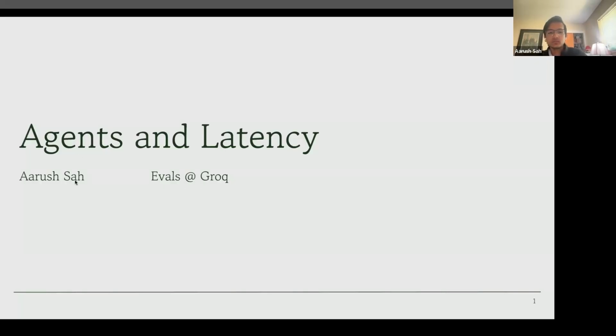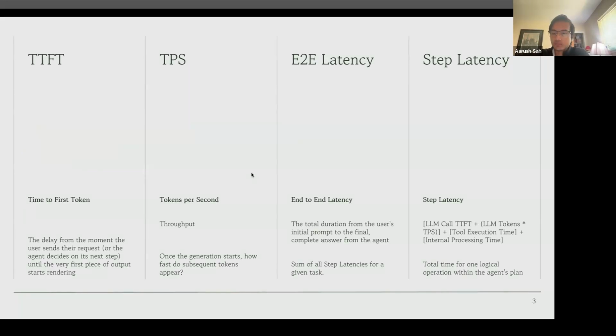So maybe we can start with breaking down what exactly I mean by latency and what the key metrics are that you should be paying attention to when you're building an agent. We have four of them here: TTFT, TPS, E2E latency, and step latency. I'm going to go down this list and define each one of them.